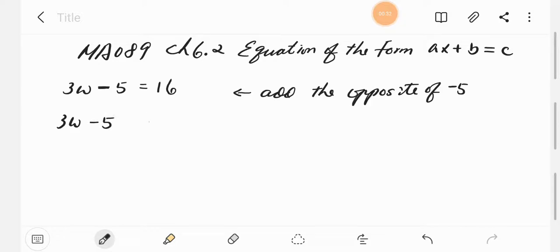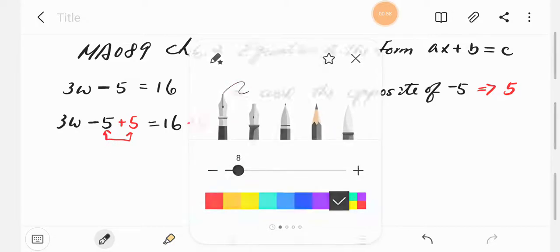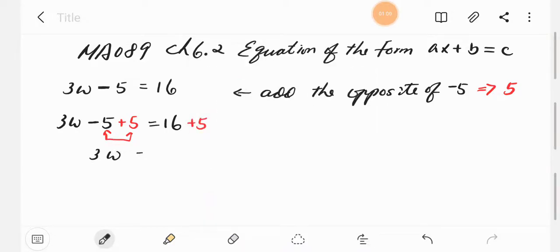So you can get rid of this minus 5 by adding the opposite of this number, negative 5. What's the opposite of negative 5? That is 5, right? So add 5 to each side. Then this becomes 0, right? So what we have is 3w is equal to 21.